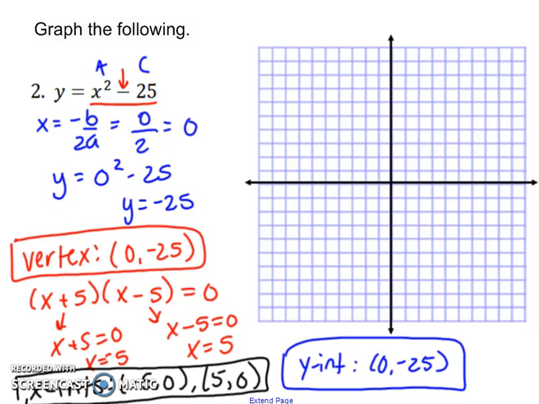So then if we wanted to graph it, I'm going to count by 5s on the bottom. 10, 15, 20, 25. So 0, negative 25. And I'm going to count by 5s on the side. So we have 5, 0, and negative 5, 0. Okay, here's our graph, the graph of our parabola.